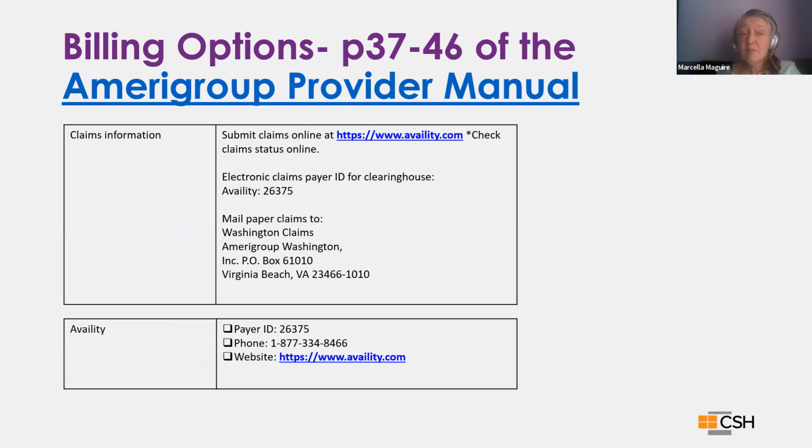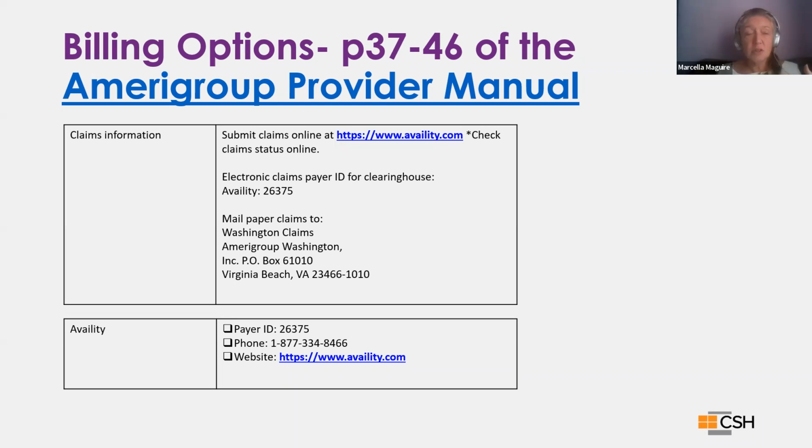Most of this is from the Amerigroup Provider Manual. Whoever at your agency is going to be doing the billing needs to spend a lot of time and be very familiar with the Amerigroup billing manual. So basically, this is just a screenshot of what's on page 37 of that provider manual. It gives you the information about Availity, that's Amerigroup's clearinghouse. It gives you the payer ID, where you would mail paper claims if you would use them, but hopefully not, and just some information that you need in regard to Availity.